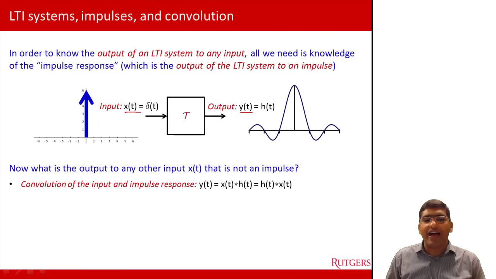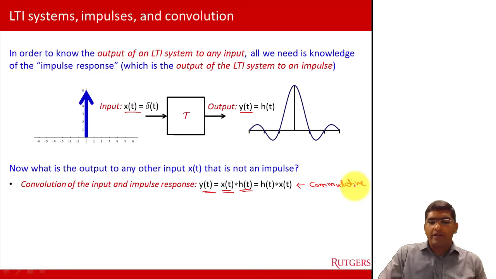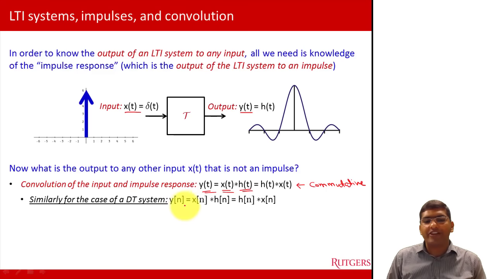Well, the answer lies in this special formula, which we are not going to prove: the output of any other input x of t that is not an impulse anymore is simply given by the convolution of the input with the impulse response. You may remember that convolution is commutative, so it doesn't matter which way you solve it. It's similar for the case of a discrete time system. The output for any input x of n is simply given by the convolution of that input with the impulse response.